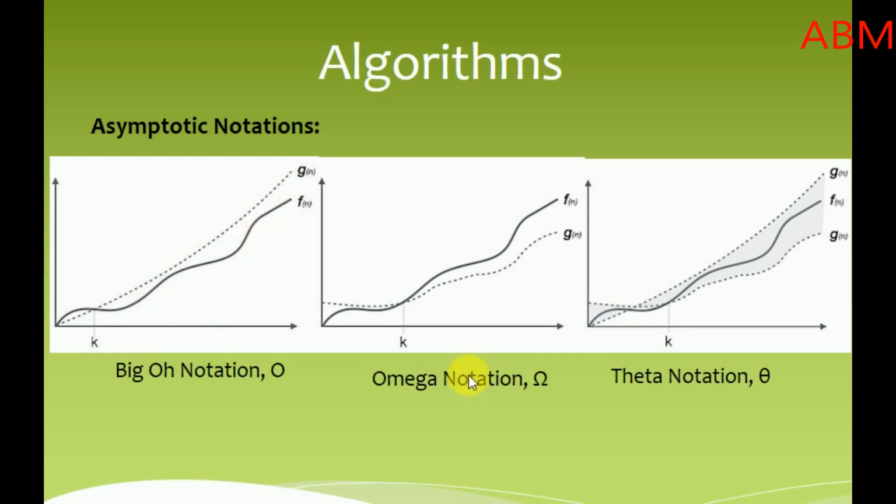The second one is the omega notation. The same, this shows the time, and this shows the number of inputs. With increasing number of inputs, the time also increases, and this shows the lower bound, which means the minimum time required to solve this algorithm. And in theta notation, you can see that this gives both an upper bound and a lower bound. The lower bound is the minimum time required to solve this algorithm, and the upper bound shows the worst case time required to solve any particular problem.